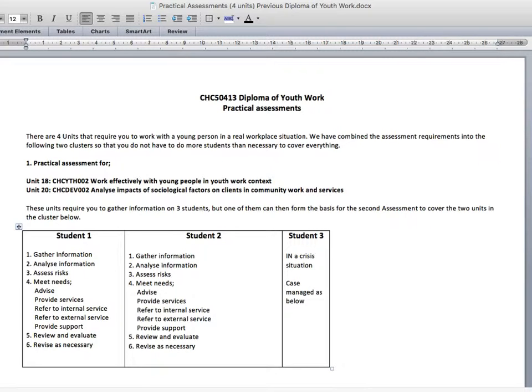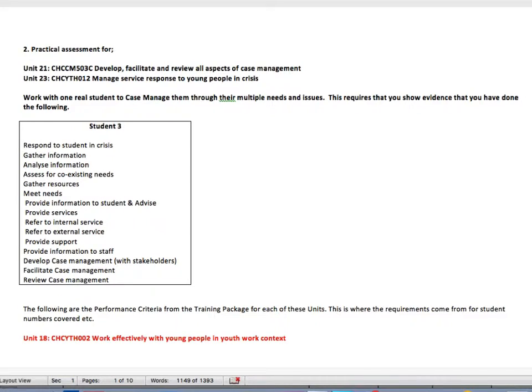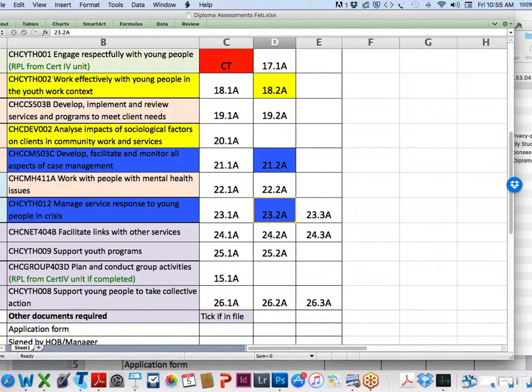And then we have student 3, and student 3 covers unit 21 and unit 23. So I hope that makes sense. So instead of doing 3 students for 18, 3 students for 20, 3 students for 21, we're just going to do one lot of 3 students, and they will cover all of these assessments.